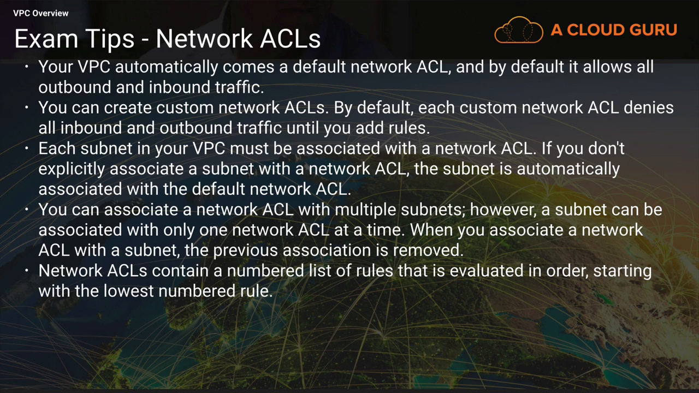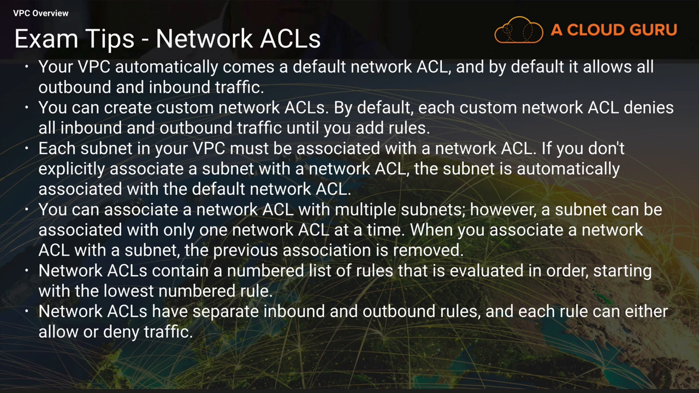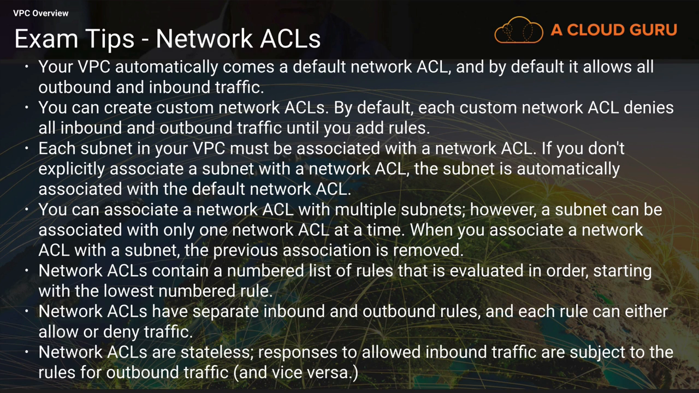Network ACLs contain a numbered list of rules, and they're evaluated in order, starting with the lowest numbered rule first. We saw that when it was denying port 80 to my specific IP address at rule number 99, that was evaluated first. Rule 100 opened port 80 up to the entire world, but I'd already been denied. Network ACLs have separate inbound and outbound rules, and each rule can either allow or deny traffic. And then finally, network ACLs are stateless. So responses to inbound traffic are then subject to the rules for the outbound traffic and vice versa.